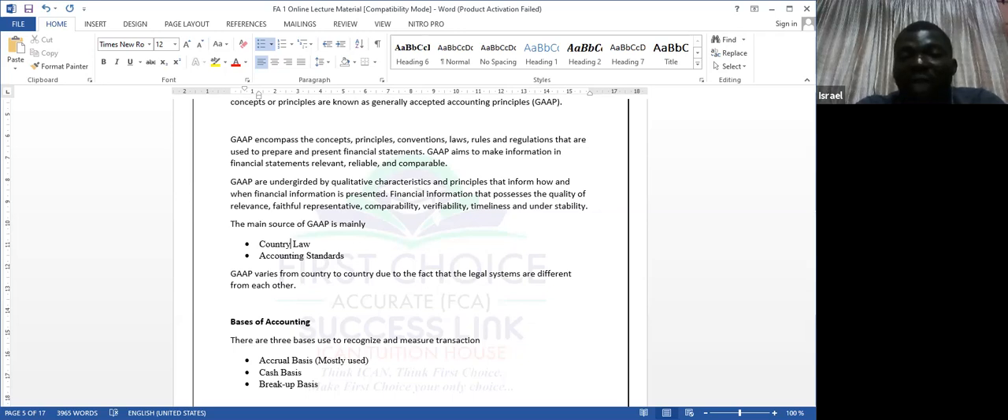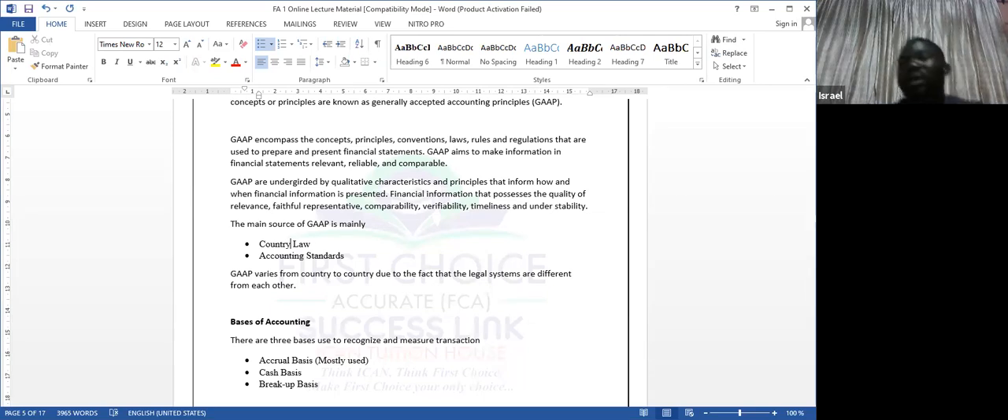IFRS is International Financial Reporting Standards, and IAS is International Accounting Standards. These are the accounting standards issued by the accounting professional board, which is the International Accounting Standards Board, IASB. These are the people that issue out the accounting standards.